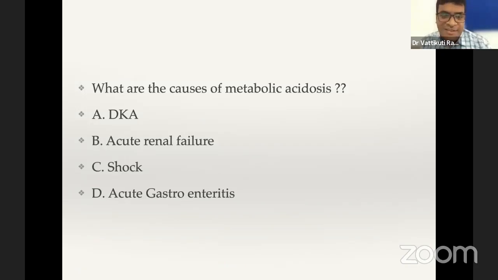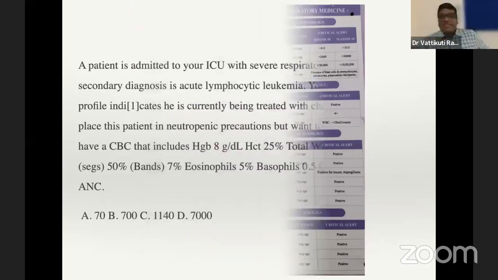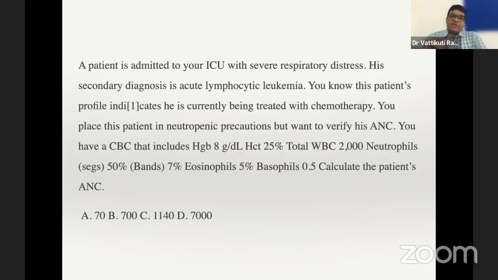Good. Then I'll take you to the next question. A patient is admitted to the ICU with severe respiratory distress. His secondary diagnosis is acute lymphocytic leukemia, and you have done his CBC, which has shown hemoglobin is 8, total count around 20,000, out of which 50% are segmented neutrophils. Band forms are 7%. Eosinophils are 5%. Basophils are 0.5.